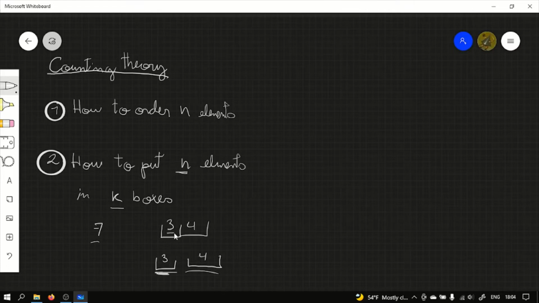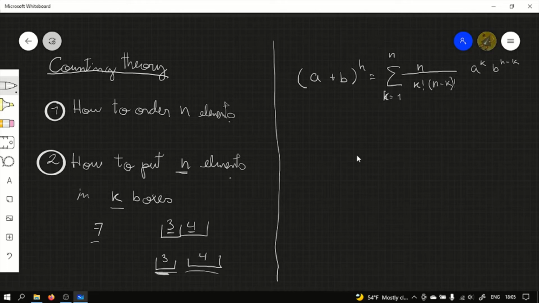The only thing is that each box will have a different capacity, and the boxes have to fit exactly the amount of elements that we have. Also, I want to show the relation between these two things and the formula. And what do I mean by this relation?